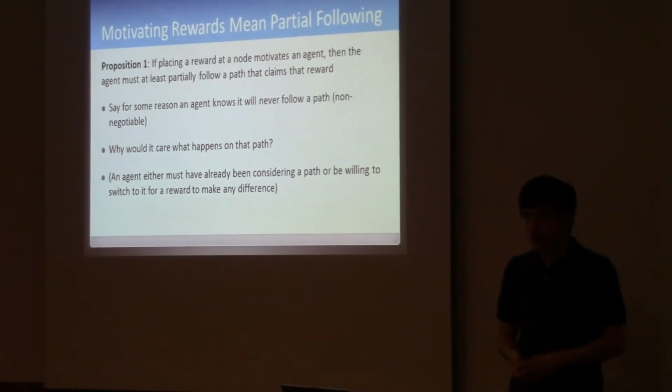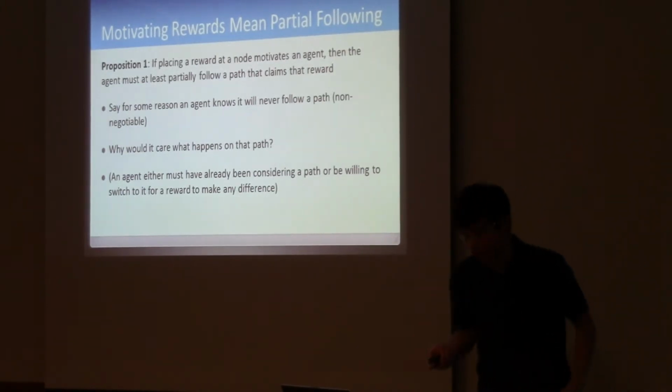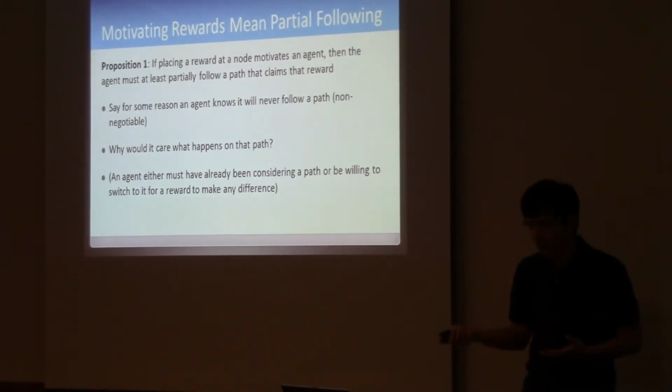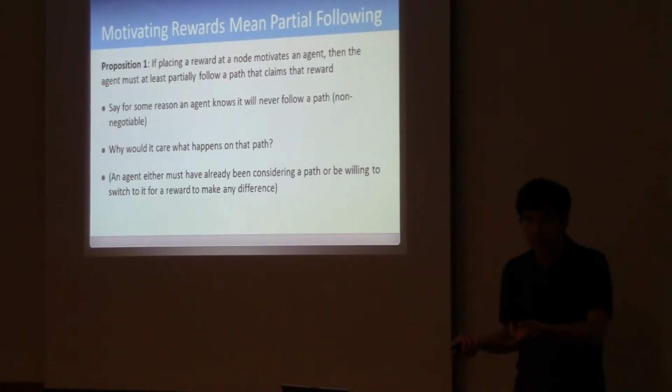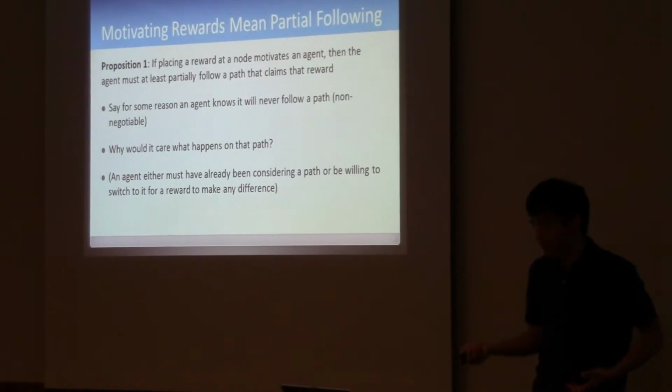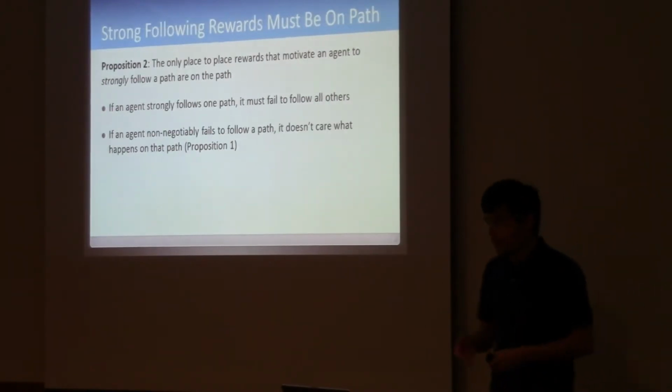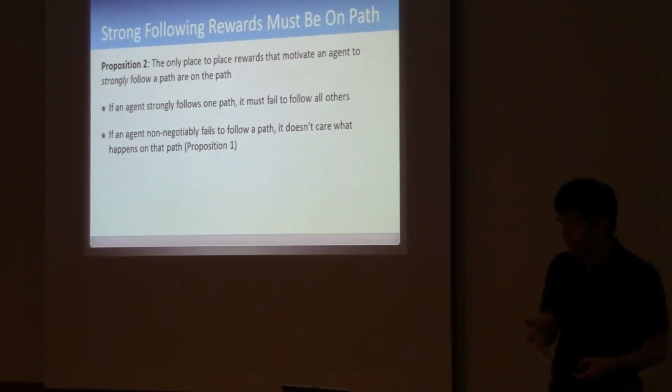This is actually, if you're familiar with the political science literature, somewhat familiar to an independence of irrelevant alternatives condition. But hopefully it makes a lot of sense that you have to be willing to claim a reward in order to care about it, or at least in some possibility. The second thing is, if you want an agent to strongly follow a path, you have to put the rewards on the path. Well, why?